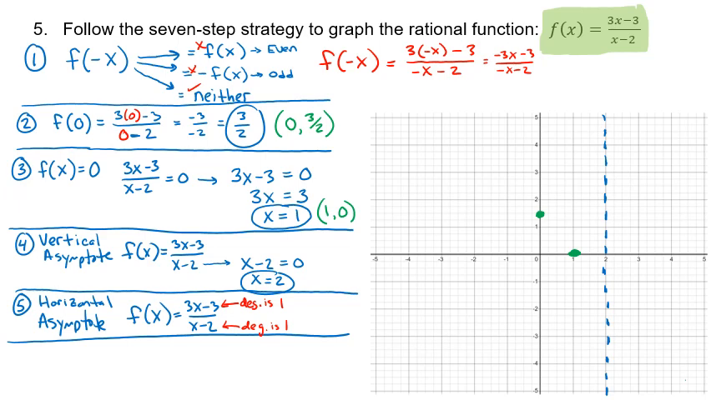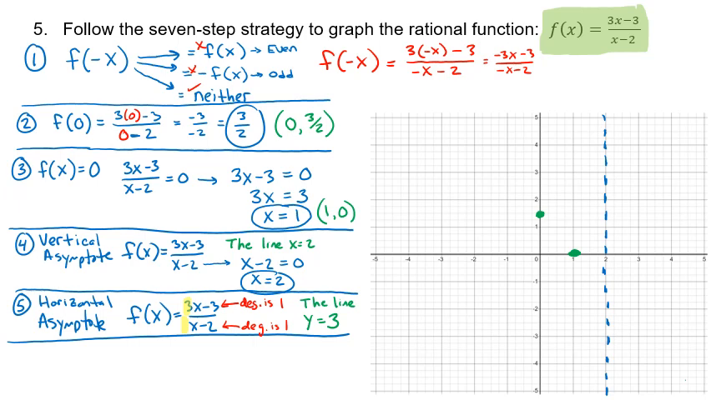So our horizontal asymptote, let me be more specific up here. For the vertical, the line x equals 2. For our horizontal asymptote, it will be the line y equals 3. We look at the leading coefficient on top, the leading coefficient on the bottom.